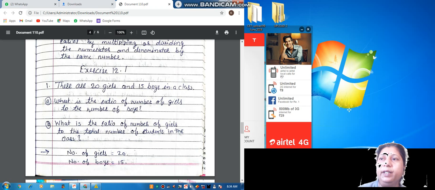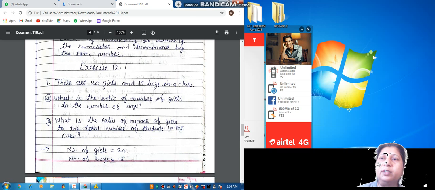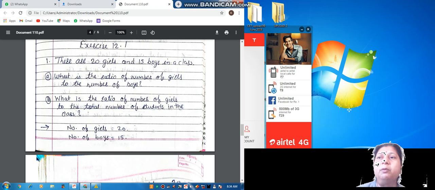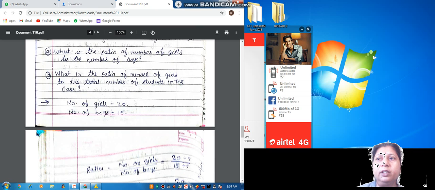There are 20 girls and 15 boys in a class. What is the ratio of the number of girls to the number of boys? What is the ratio of the number of girls to the total number of students in the class? Now what are the given quantities here? Number of girls, how many? 20. Number of boys, 15. Now can we calculate the total students? Yes. So what will be the total students? Total number of students is 20 plus 15, we get 35.